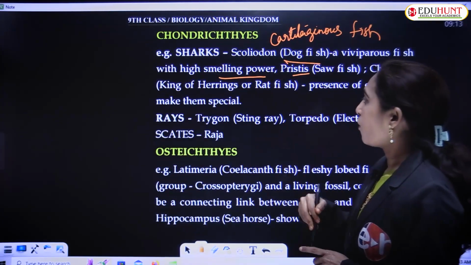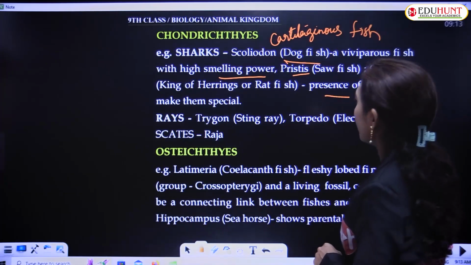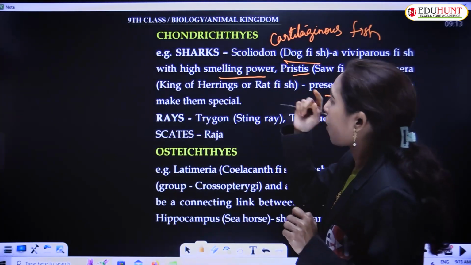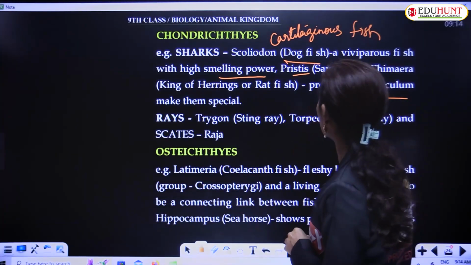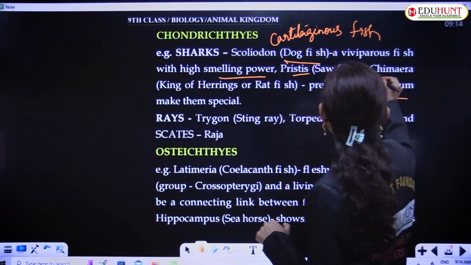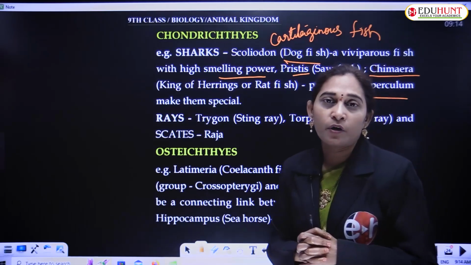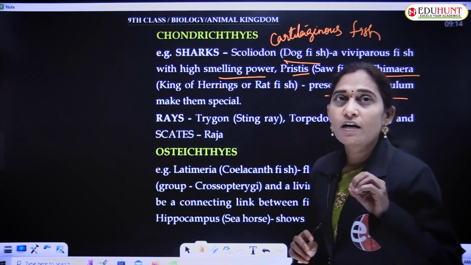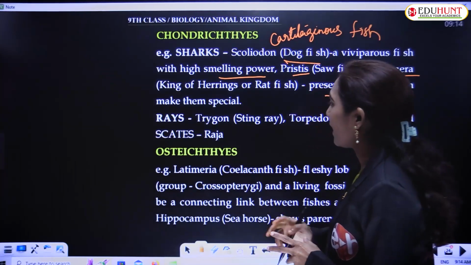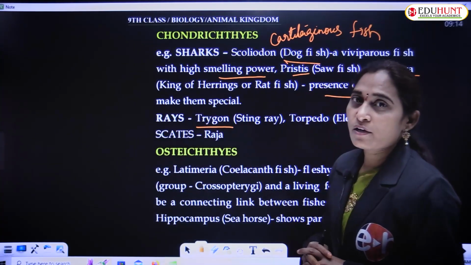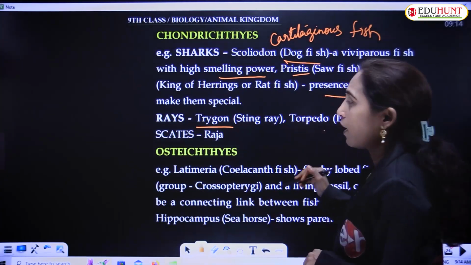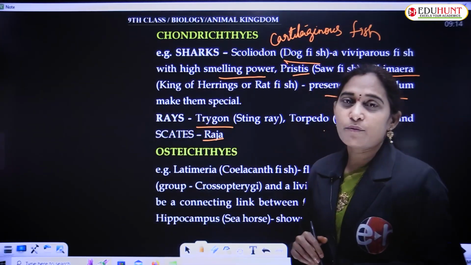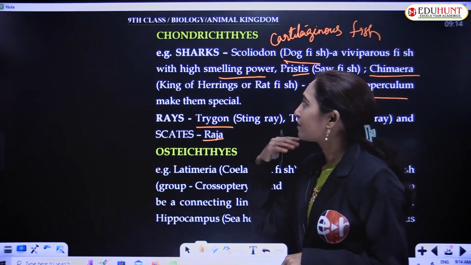The presence of an operculum makes them special, because operculum is absent in Chondrichthyes, but the fish with an operculum is Chimaera, also called king of herrings or ratfish. And rays, Trygon, is commonly called stingray. Torpedo is the electric ray. Rays and skates like Raja are present in Chondrichthyes.